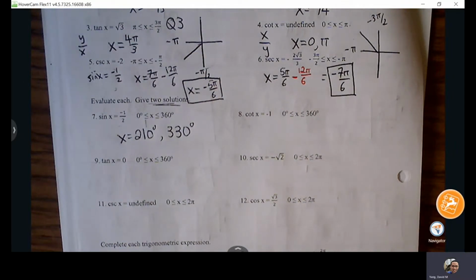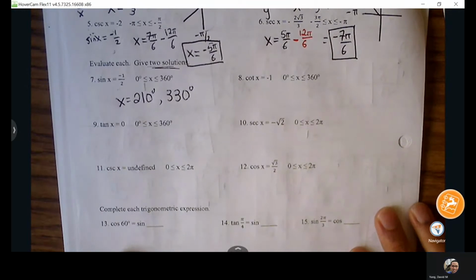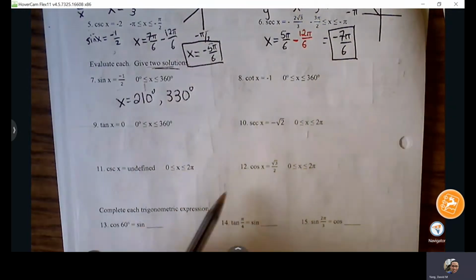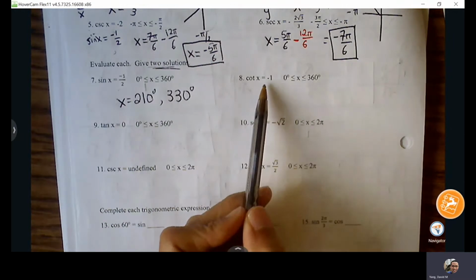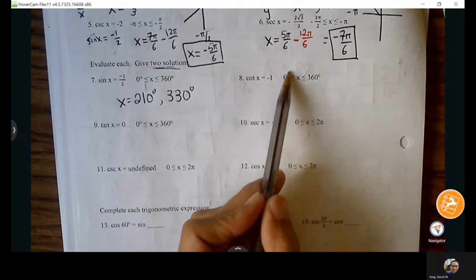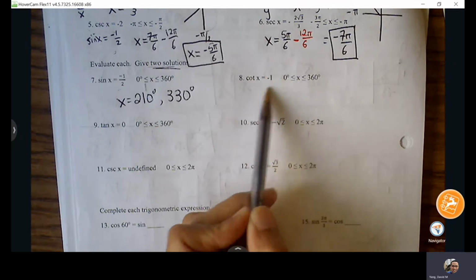All right. Questions so far? Okay, so let's do 8 as well, and then I'll have you guys try to finish off 9 through 12. Okay, cotangent is equal to -1. Cotangent, I can think in terms of tangent. Where is tangent going to be negative?